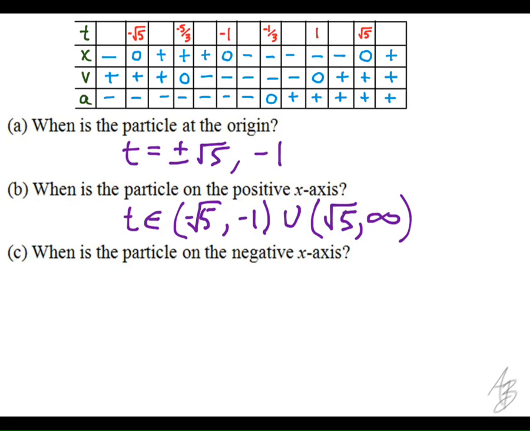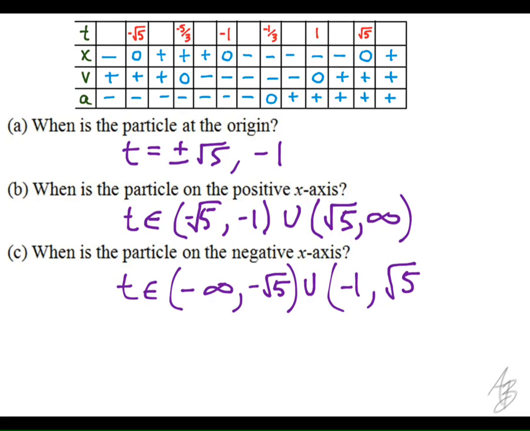When is a particle on the negative x-axis? That's going to be any time that x, or position function, is negative, so it will be on the negative x-axis on the interval from negative infinity to negative square root of 5, not including negative square root of 5, and also on the interval from negative 1 to the square root of 5.